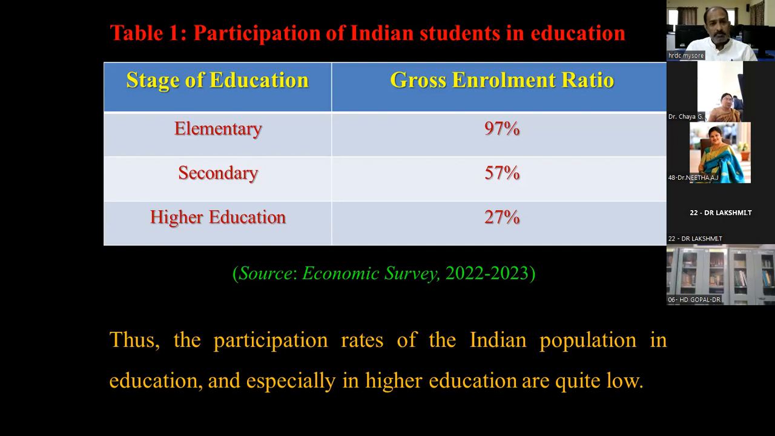And then again, from secondary to higher education, there is definitely a significant dropout. That is only 27%. So this is a very serious and challenging issue before the education system in India. Why is there a significant dropout when we go to higher education? What happens to the students? Why are they not enrolling for higher education? What are they going to do?